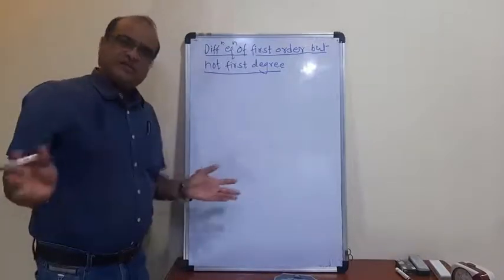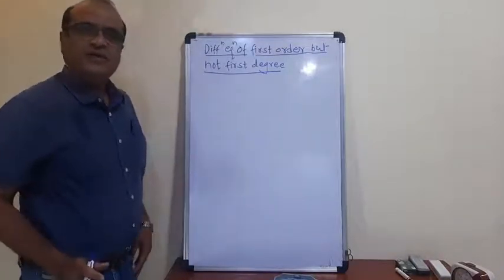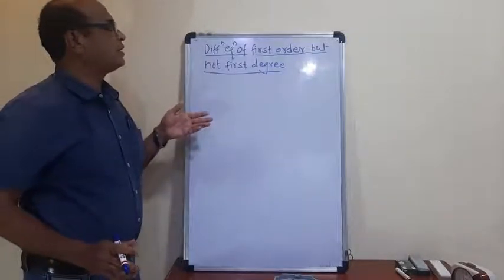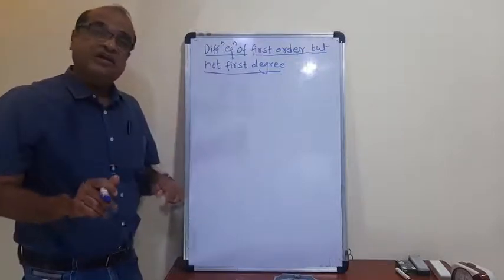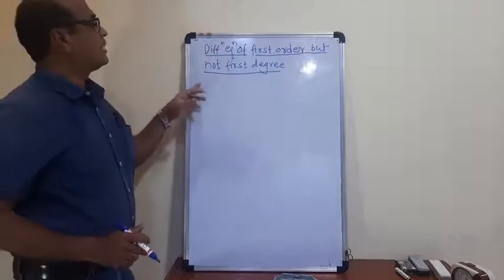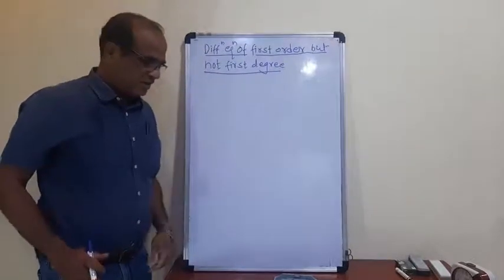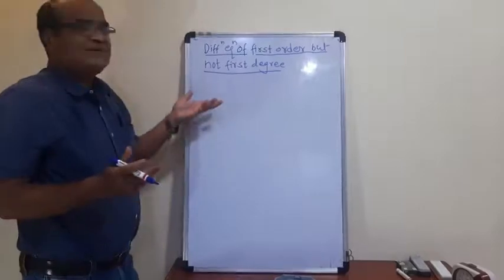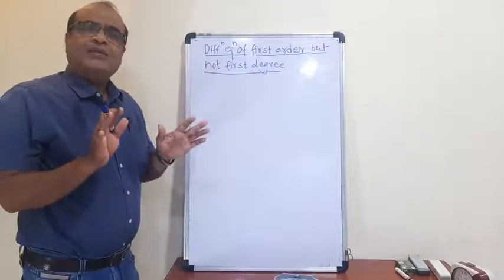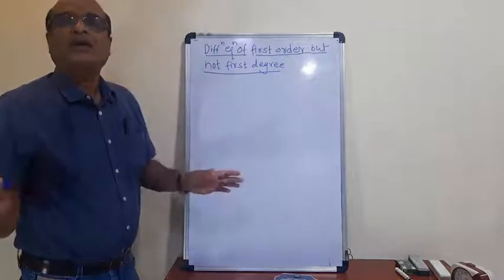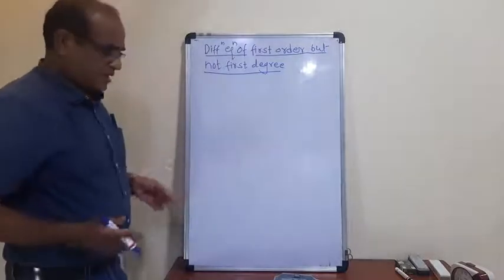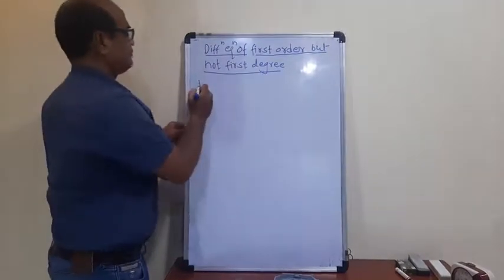In the last lectures, we studied the differential equation of the first order and first degree. In this lecture, we study a differential equation of the first order, but not first degree. So what is this equation? Order is 1, but degree is greater than 1. So what type of equation are these? So what is the definition?